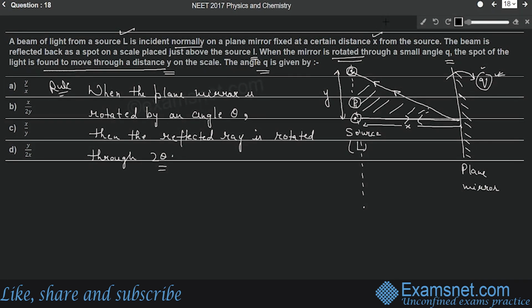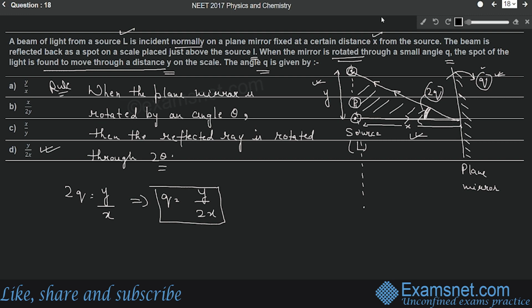So this angle of this triangle will be equal to 2q, because the mirror was rotated through the angle q. Now we have to find what is that angle q. So in this triangle you can understand that this angle 2q will be equal to this height, that is y, divided by this distance x. So what will be the value of q? It will be equal to y upon 2x. So which option will be the correct one? Option D will be the correct answer.